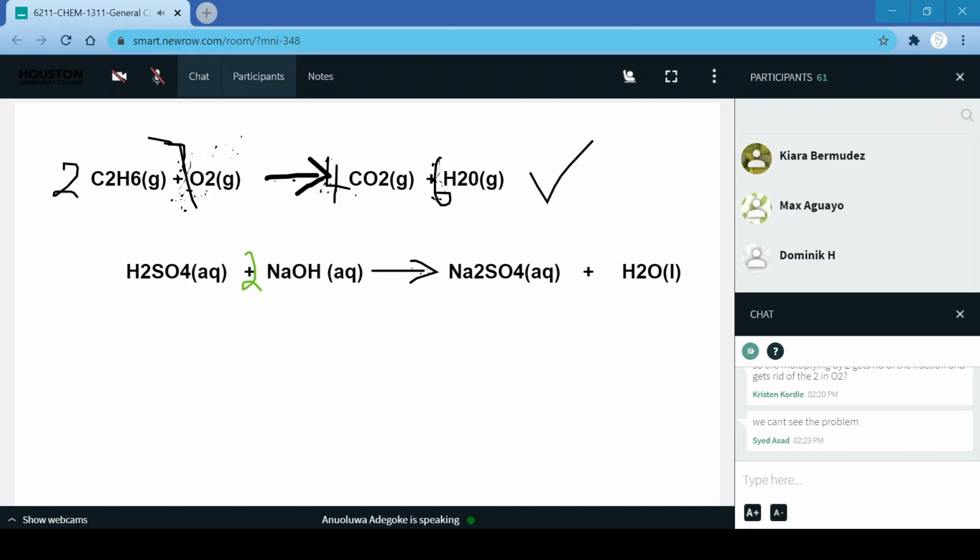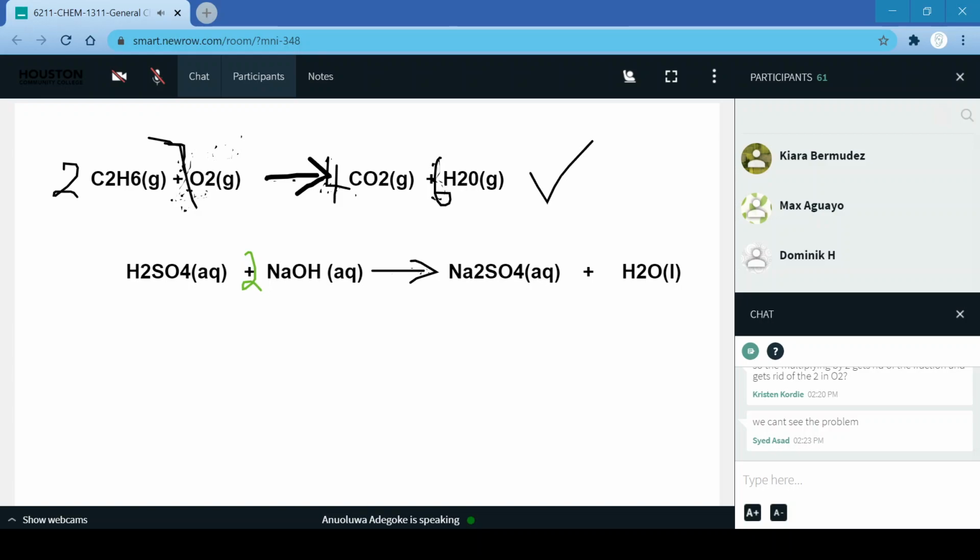All right, if we put 2 there, it looks like the Na is balanced. So now let's see what else needs to be balanced there. Let's just look at the hydrogen. We have 4 hydrogens here, and we have 2 here. We have, let me see, 4 plus 2, 6 oxygens here.